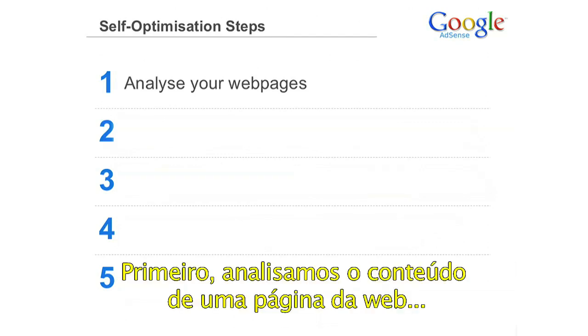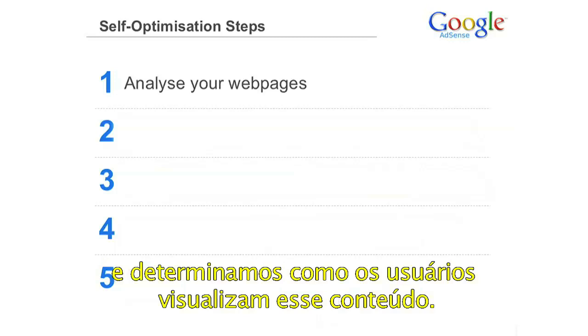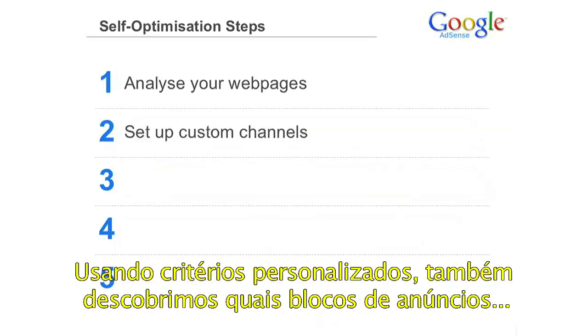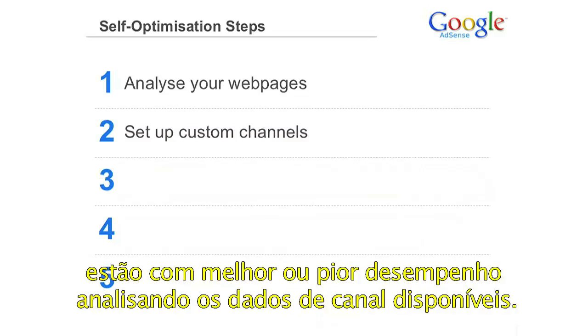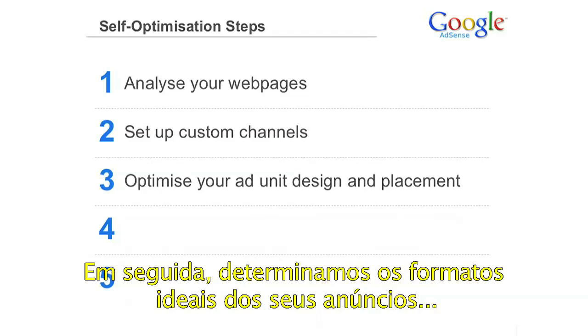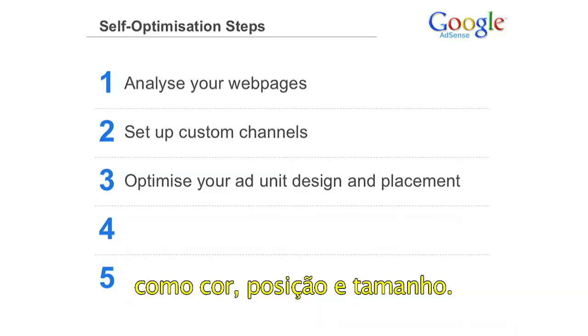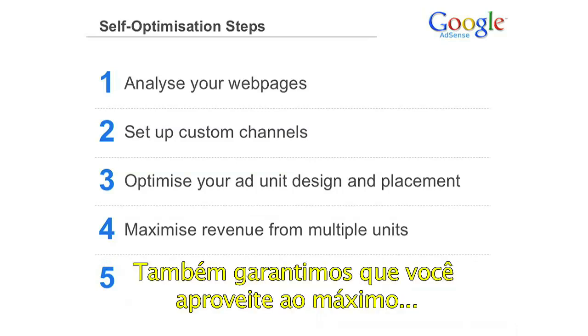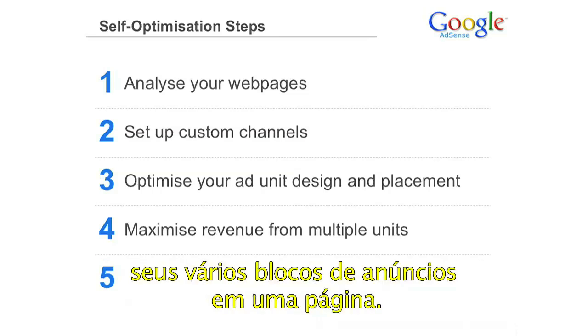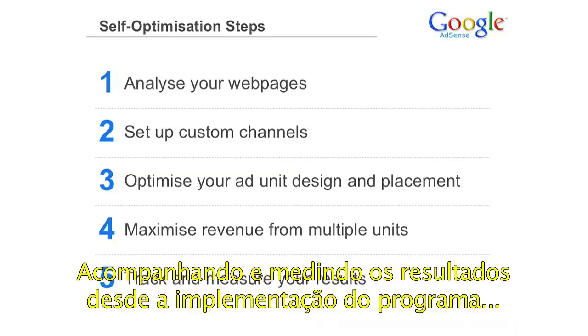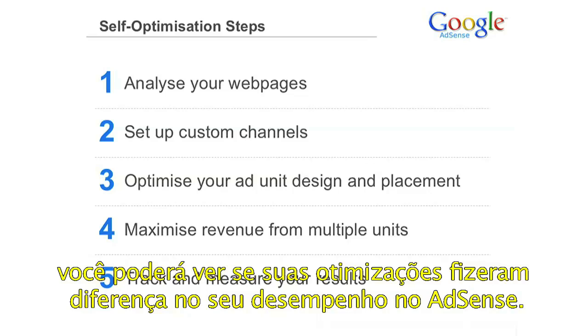Firstly, we analyse the content of a web page and determine how your users view the content. By using custom channels, we also find out which ad units are performing or underperforming by looking at the channel data available. Then we determine the optimal ad formats and placements of your ads, such as colour, positions and size. We also make sure that you're getting the most out of having multiple ad units on a page. And by tracking and measuring the results from when you implemented, you'll be able to see whether your optimizations have made a difference to your AdSense performance.